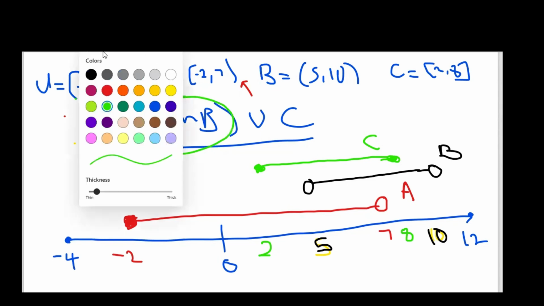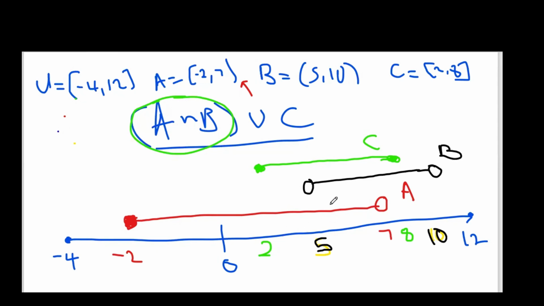I'm going to shade. A intersection B, you go where these two lines meet. This is my A, and that is my B. So my A intersection B is within this range, right, guys? My A intersection B is from 5 to 7, but the 5 is not included and the 7 is not included. Then they're saying I unionize this A intersection B with the C.